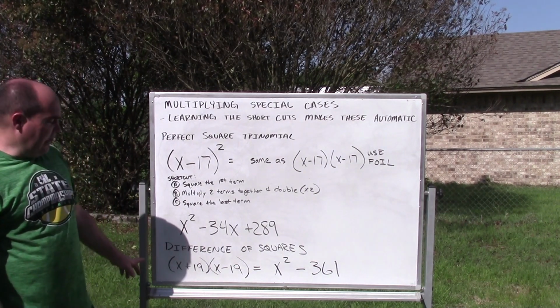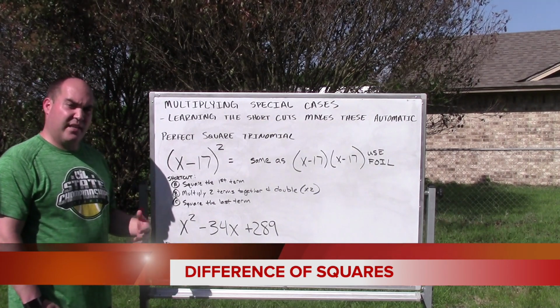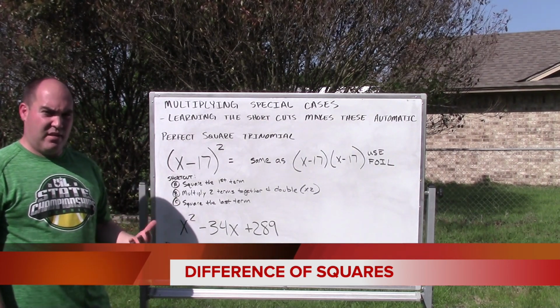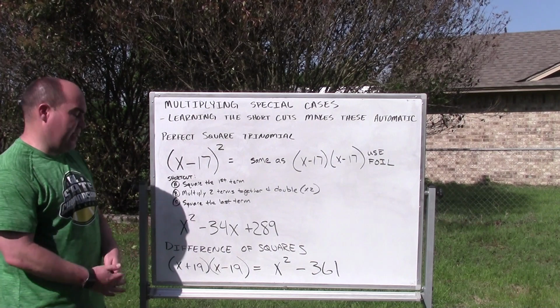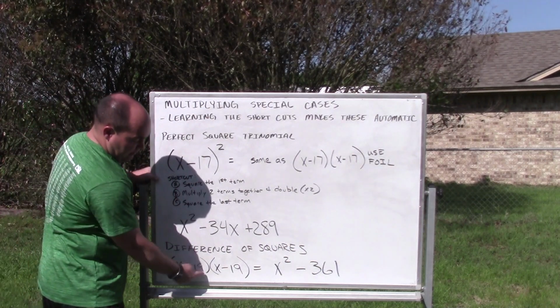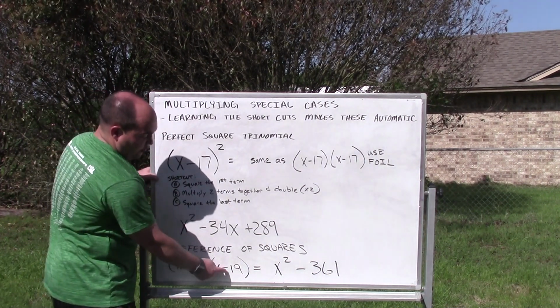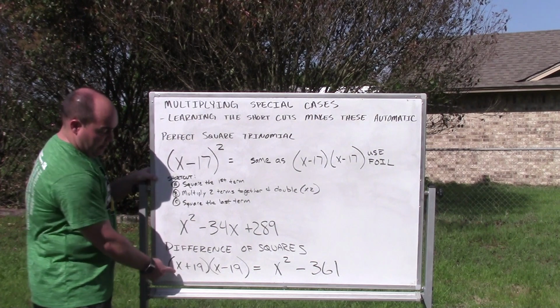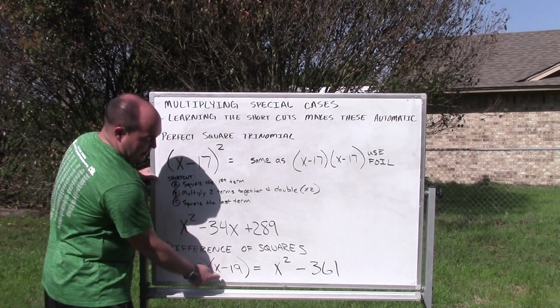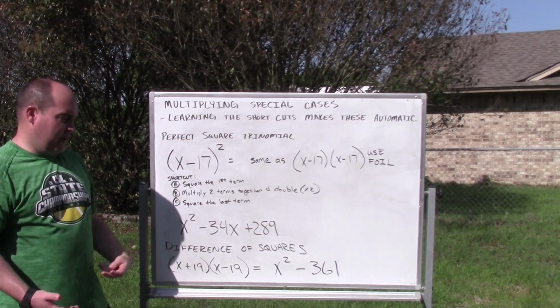Alright, the next rule is the difference of squares. Once again, it's named by what the answer is, not by what the question is. So you have to recognize it when you see it. You're going to have the exact same thing in each binomial, except one is going to have a plus and one is going to have a minus. So x plus 19 times x minus 19. They're exactly the same. One's got a plus, one's got a minus.